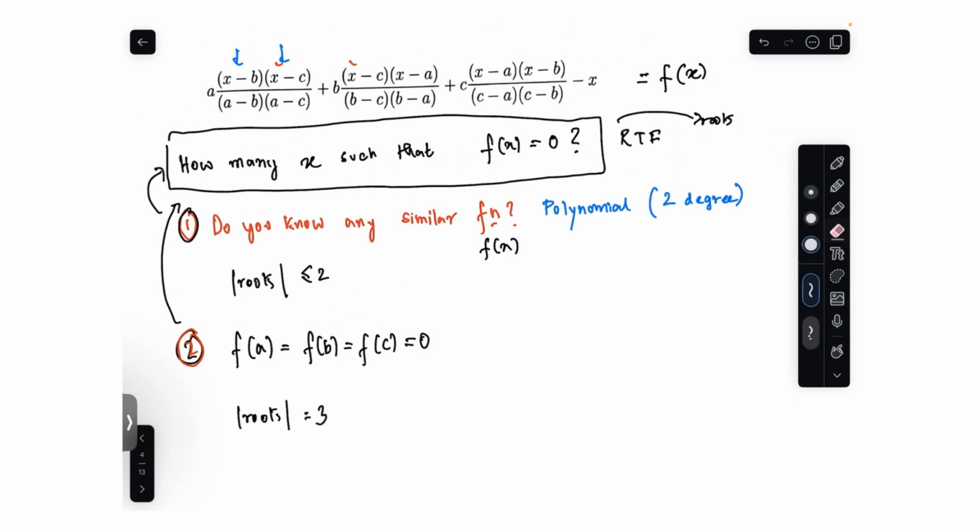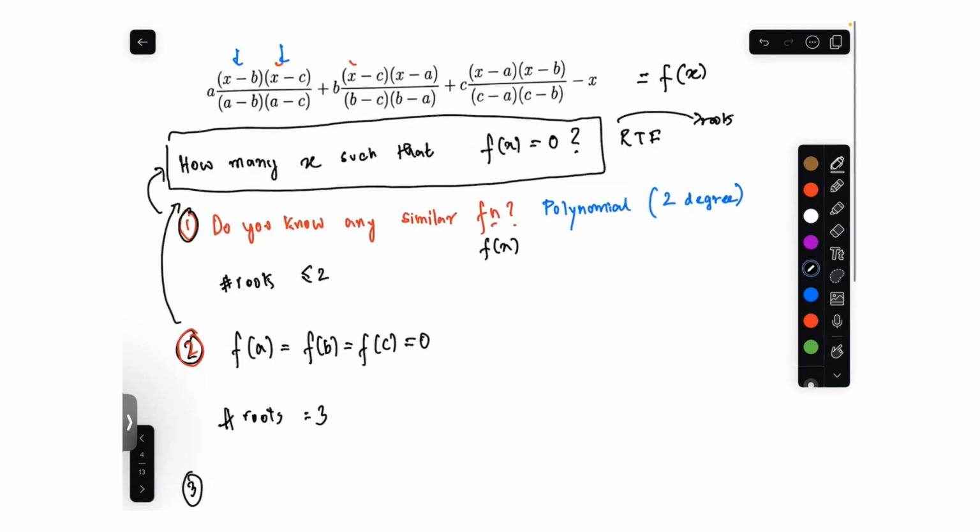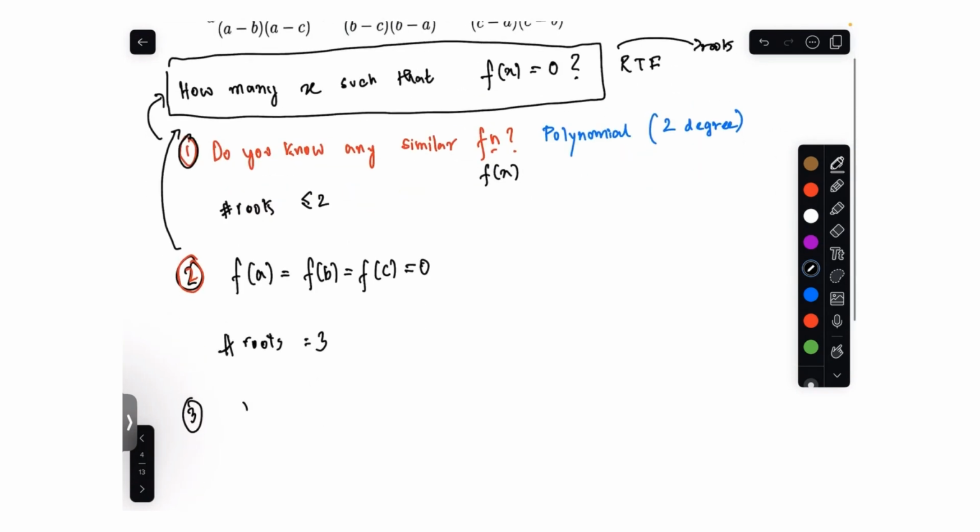So let's write like this. The second information says the number of roots is 3 and number 1 says the number of roots is less than or equal to 2. So it's a contradiction, right? It can never happen. So what is the issue? The issue is that if you expand this, you will find that all the terms cancel out, and it turns out that the expression on the left hand side is nothing but f(x) equal to 0.